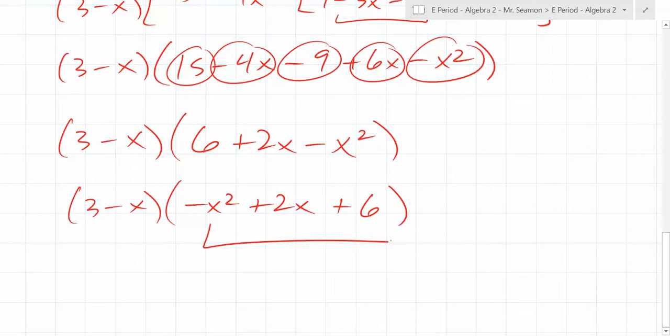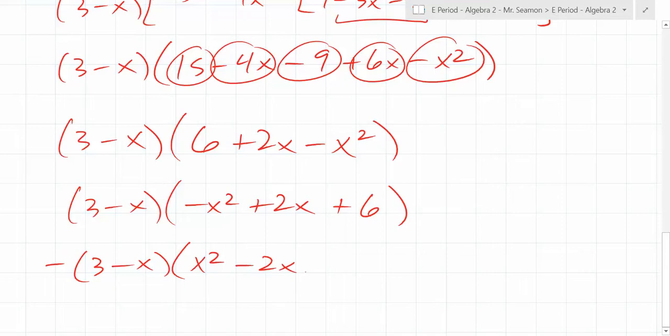What could we factor out of this to make it a little bit easier to factor? What do we not like? What's the thing about that one that I just underlined there that we do not like? What's the one thing there that we're not super excited about? The negative sign. So what can we factor out? If we factor out a negative, we end up with negative 3 minus x times x squared minus 2x minus 6. Now, can you factor this?